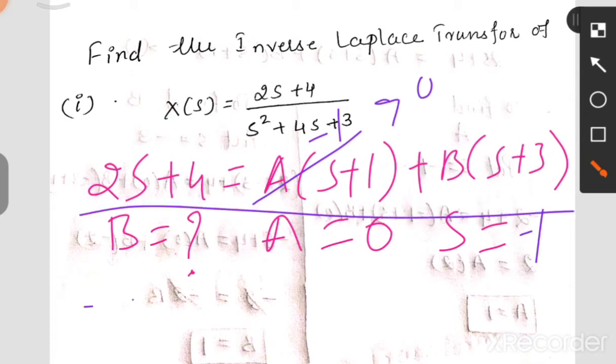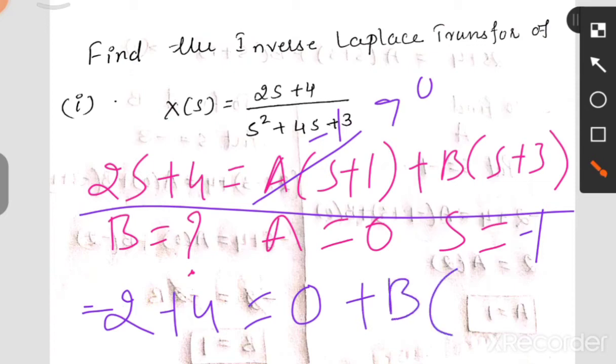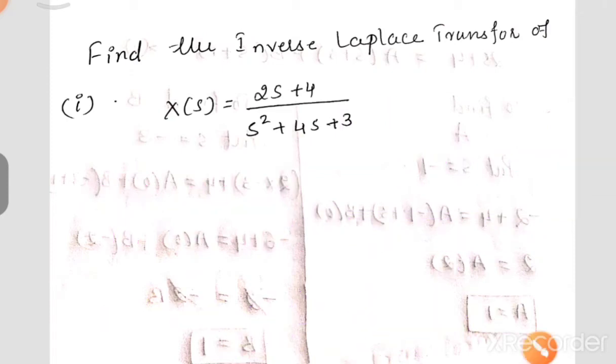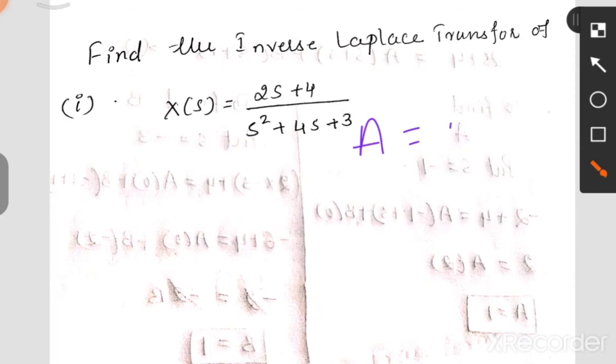Then it will be 2 into -1, which is -2, plus 4, equal to 0 plus b of (-1 plus 3). If you substitute here, -1 plus 3 is 2. Then -2 plus 4 is 2, equal to 2b. The 2 gets cancelled, therefore b will be equal to 1. We have got a equal to 1 as well as b equal to 1.